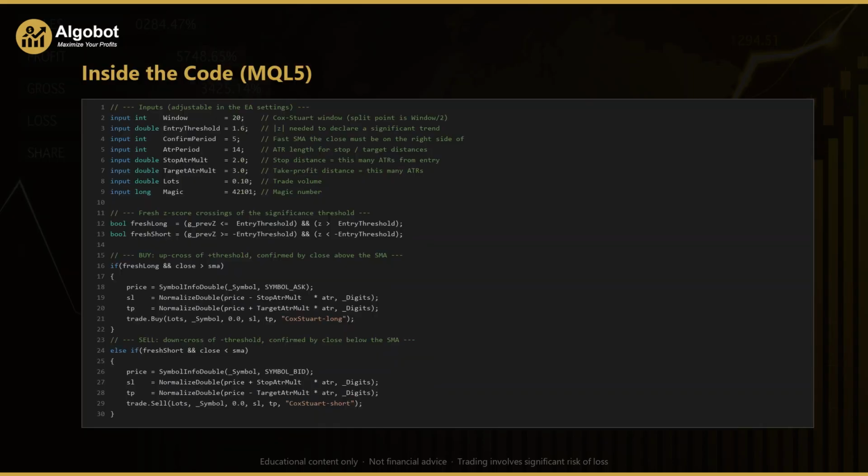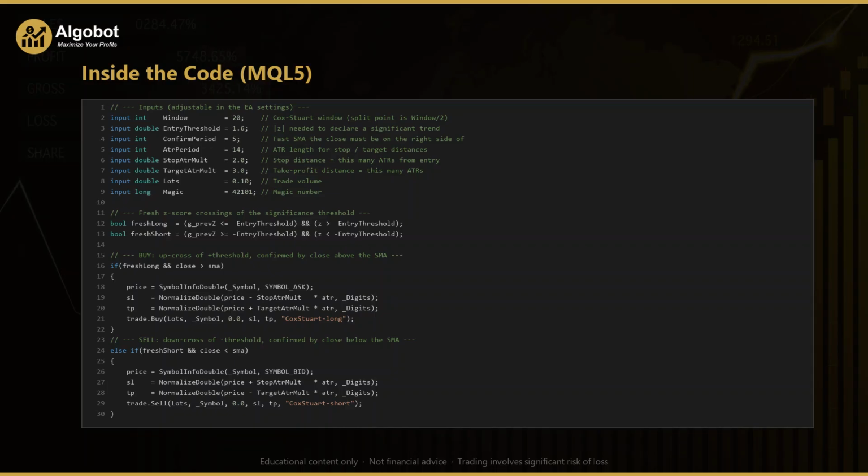Let's look at the actual MQL5 code running inside the Expert Advisor, styled here as you'd see it in MetaEditor. At the top are the input parameters you can adjust. Window sets how many completed closes the Cox Stuart test examines. Entry threshold, defaulting to 1.6, is the z-score magnitude required to declare a significant trend. Confirm period is the length of the fast confirmation moving average. ATR period, StopATR multiple, and TargetATR multiple control the average true range stop and target distances, while LOT sets the trade volume and magic tags the EA's own orders.